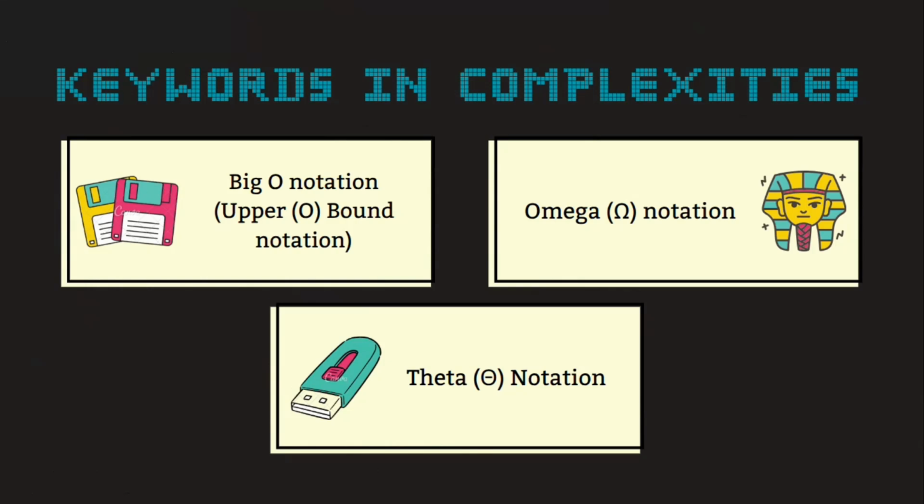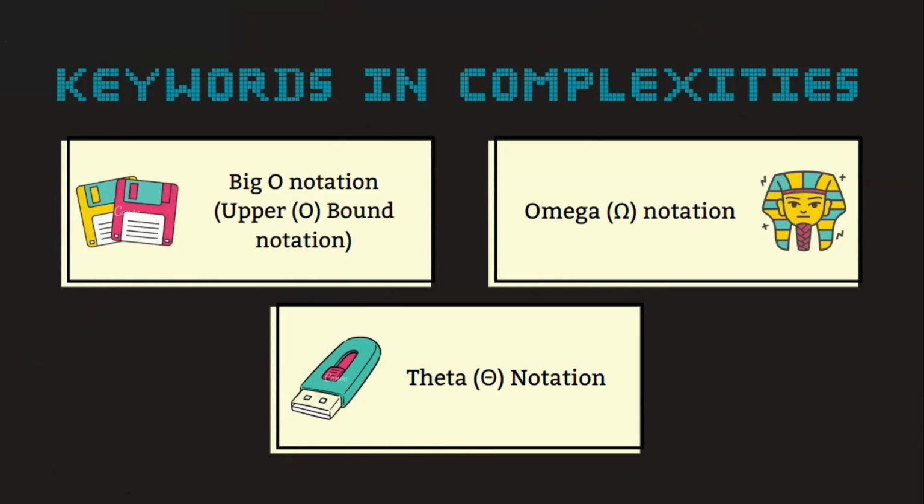Omega notation represents the best case scenario of an algorithm's time complexity. It provides a lower bound on the growth rate of the algorithm. For example, if an algorithm has a time complexity of Omega(n squared), it means that the algorithm's running time will be at least quadratic for large inputs.